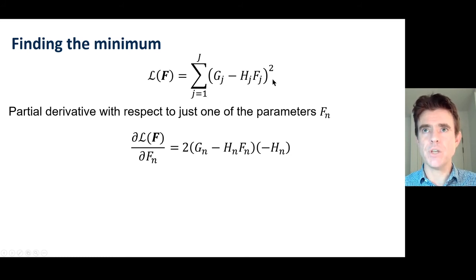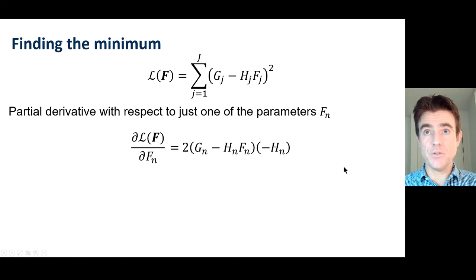Okay, so when j equals n, then that's now got f of n present, and so we can do the derivative. It's not constant, so we actually need to calculate the derivative. So the 2 comes down the front, gn minus hn fn. By the chain rule, we just multiply by the derivative of this. And so again, with respect to fn, that's just going to be minus hn.